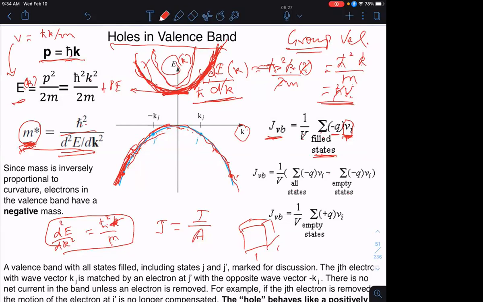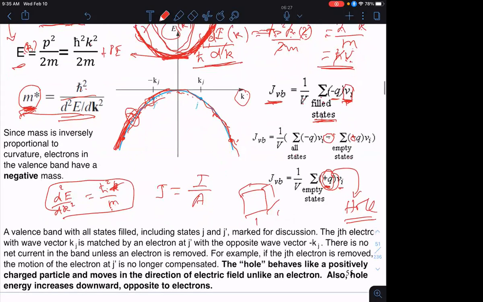So I'm saying that the summation over the filled states is minus the summation over the empty states. So what happens then is this minus sign can cancel with this minus sign, and you can just as well write it as plus summation over empty states. Now charge becomes plus q times v_i. And that is what I say is a hole. So a hole is the unoccupied states, and they behave like quasi particles with a positive charge. So that is the mathematical formulation of holes.